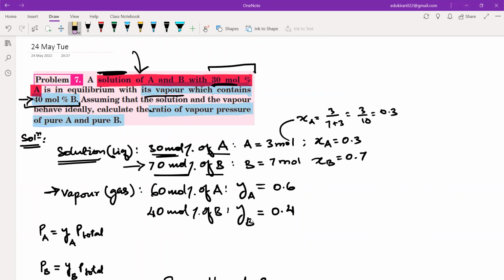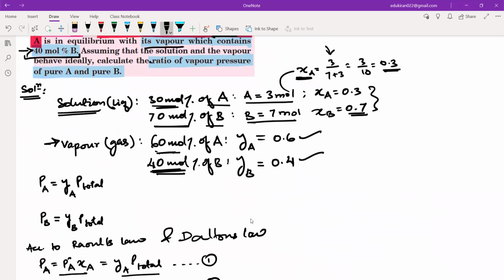Similarly, for vapor we can write 60 mole percentage of A and 40 mole percent of B, which is given. Now, if we have 30 mole percentage of A, the number of moles of A will be 3 mole and B will be 7 mole, since it is a 30-70 ratio. So the mole fraction of A is 3 upon 7 plus 3, which is equal to 0.3, and the mole fraction of B will be equal to 0.7. You got this till here, yes or no? Okay, then we have the vapor phase. For that also, YE here represents the mole fraction. It will be equal to 0.6 and 0.4.